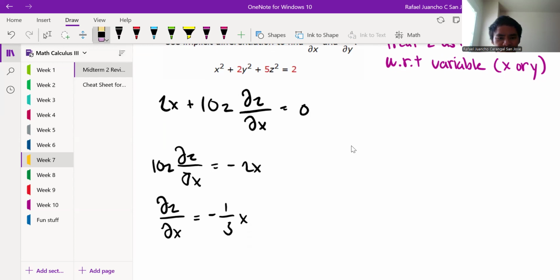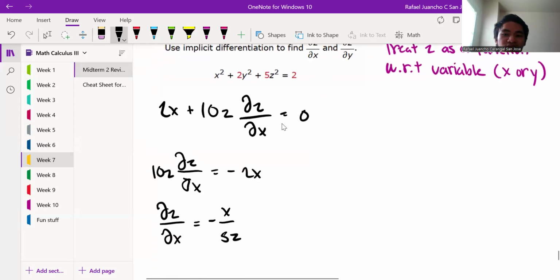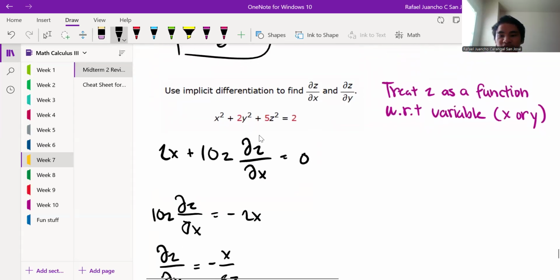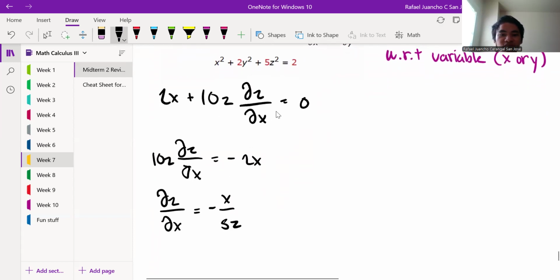Then I multiply everything by 5. Yeah, this is just x and then 5z, right? And then that's it. That's how we solve for that. When we're treating this as some function, we leave it, right? Because this is basically a classic derivative. We take the derivative of the function. This was what's inside, so 10z, and then chain rule, which is just the partial derivative.